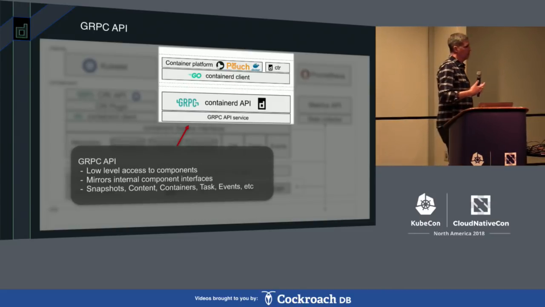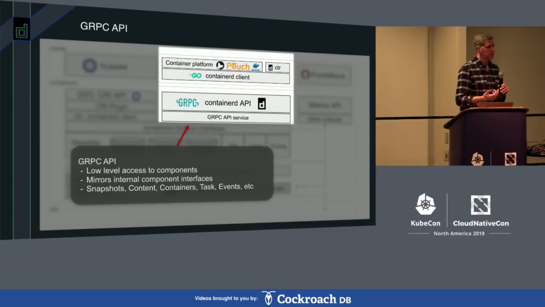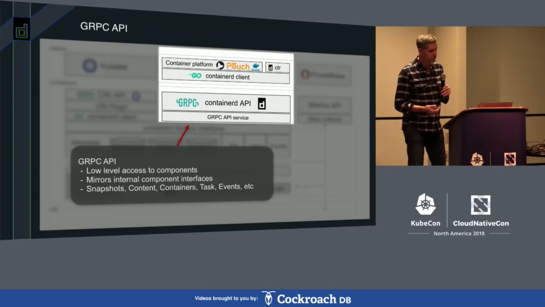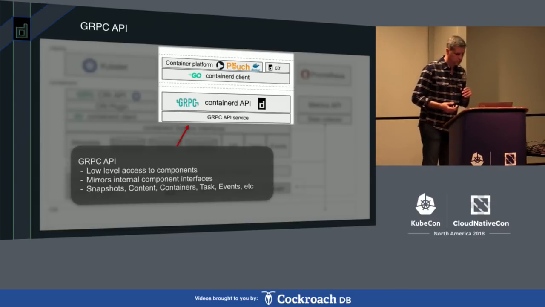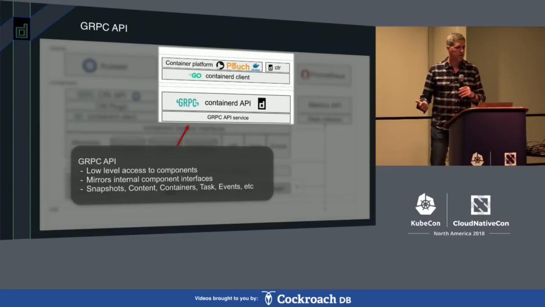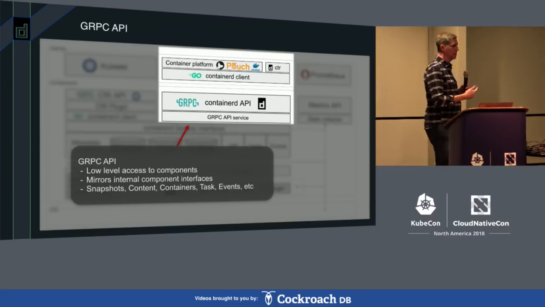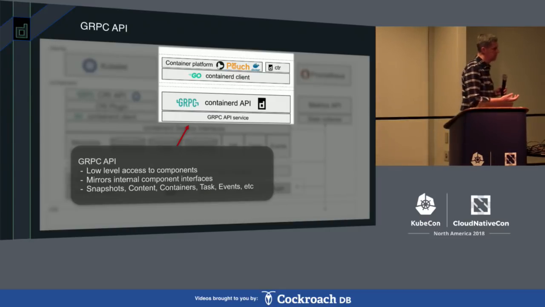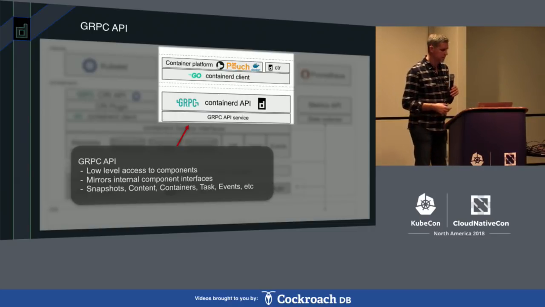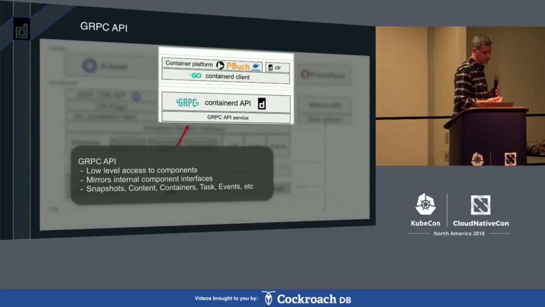Again, if you weren't writing in Go or you didn't want to interact with the client library, all of the services in Containerd are available over gRPC interfaces, and it mirrors those internal interfaces of each of the components. So things like snapshots, which, if you know the Docker engine, if you know what graph drivers are, the backends of overlay or AUFS, in Containerd we call those snapshotters.